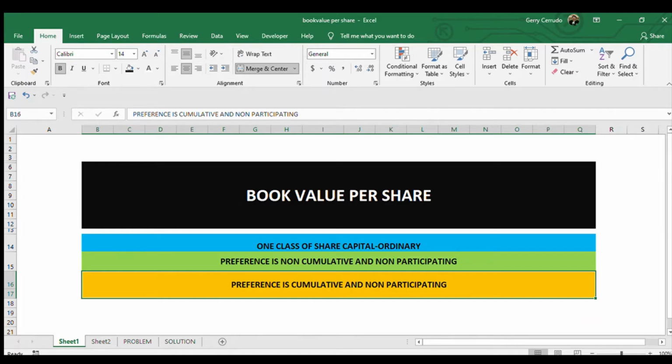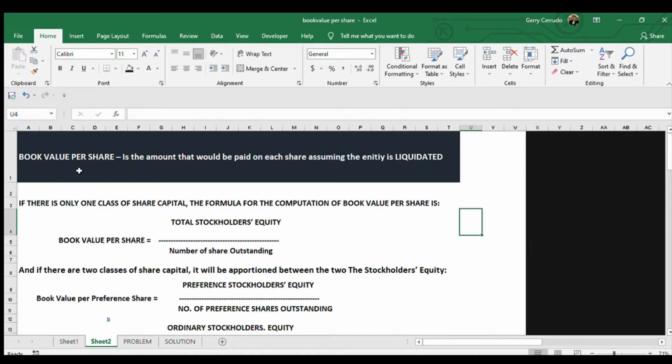So let's start again. As I always do, we start the topic by defining what book value per share is. Here is the definition. Book value per share is the amount that would be paid on each share assuming the entity is liquidated. So, in cases that the corporation is liquidated, there is a specified amount that each share of stock should be receiving. That's what we call the book value per share.